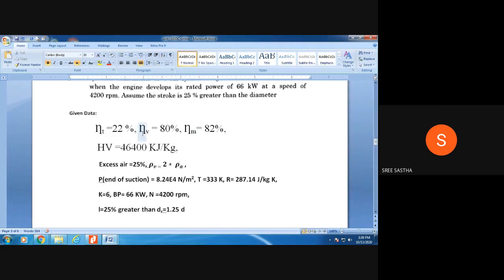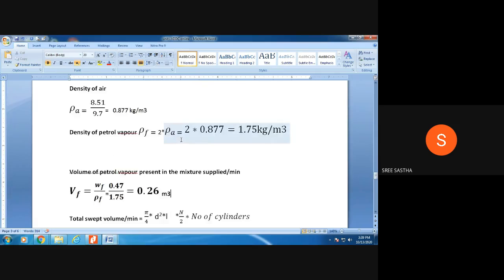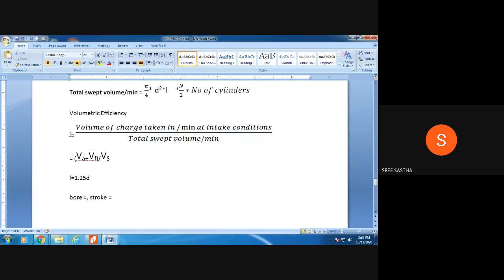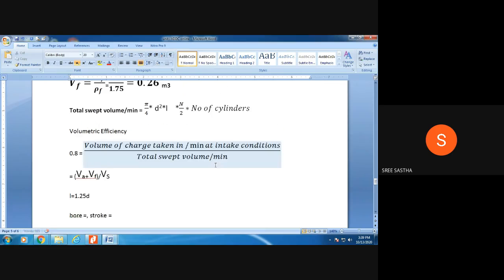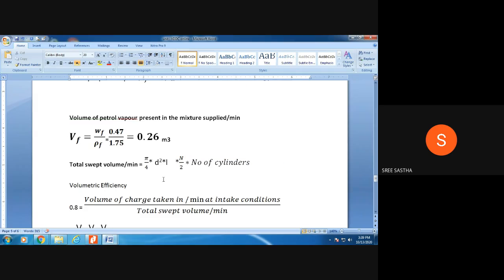You take this volume. Volumetric efficiency is given as 80%, that is 0.8. Total swept volume per minute, that is piston displacement volume. The formula I told you in the last problem itself: pi by 4 d squared L into n by 2 into number of cylinders. Instead of number of cylinders, I can put K.